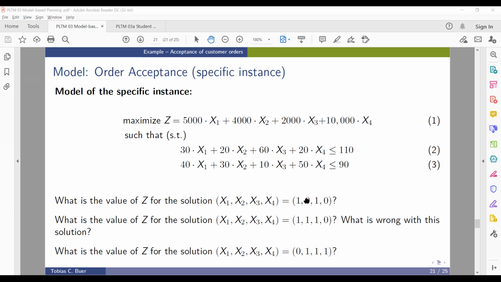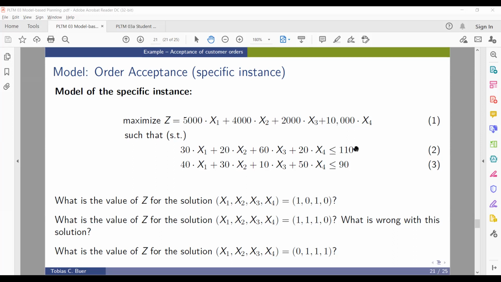Our model contains more than just this objective function. We also modeled in number 2 and number 3 the constraints of our machines. And the inequality number 2 is modeling the capacity constraint of machine number 1. Recall, for machine number 1, we have 110 hours available capacity.